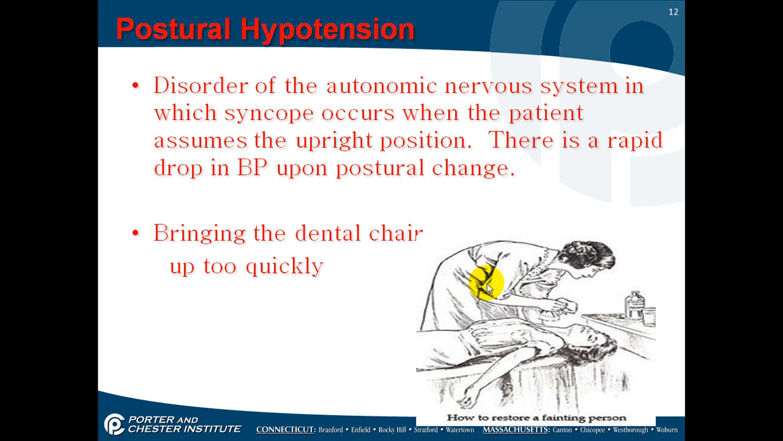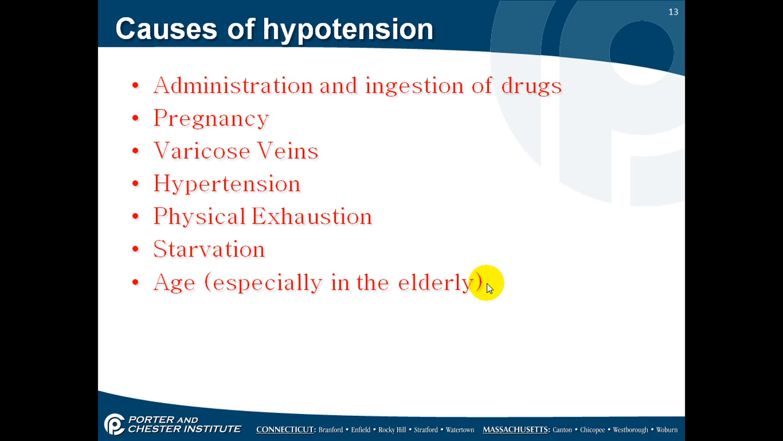Postural hypotension. This is about positioning. When the patient has been laid down for a long time and you bring them up too fast, this is why they may go into a syncope. So you want to bring that chair up slowly after they've been down for a while. Causes of it: administration or injection of drugs, pregnancy, varicose veins, hypertension, physical exhaustion, starvation, and age.